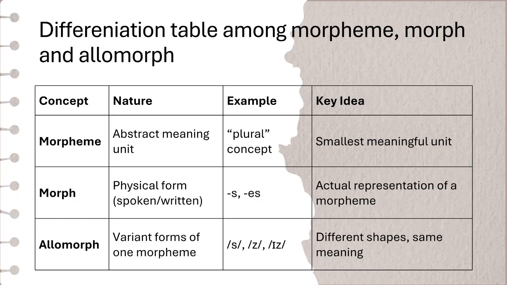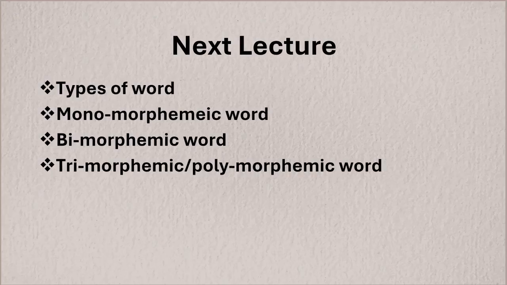Finally, the allomorph refers to the different shapes or sound forms that one morpheme can take. For instance, the plural morpheme can appear as /s/ in cats, /z/ in dogs, or /ɪz/ in horses. So to sum it up, morpheme gives the meaning, morph gives the form, and allomorph shows how that form can change while keeping the same meaning. That's all for today's lecture. We've learned how morphemes, morphs, and allomorphs work together to form the structure of words.